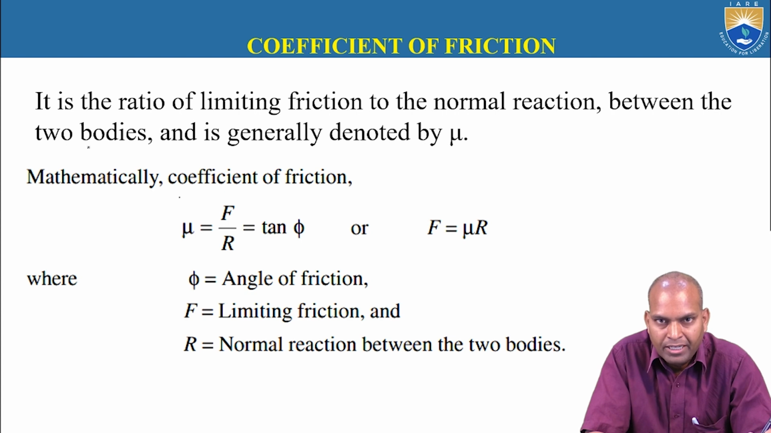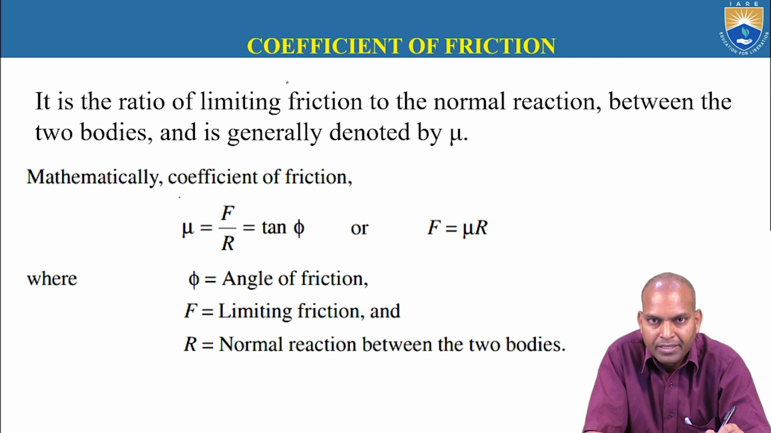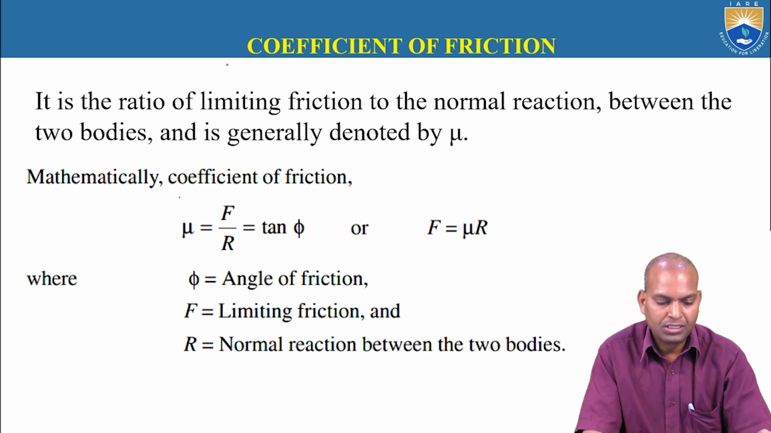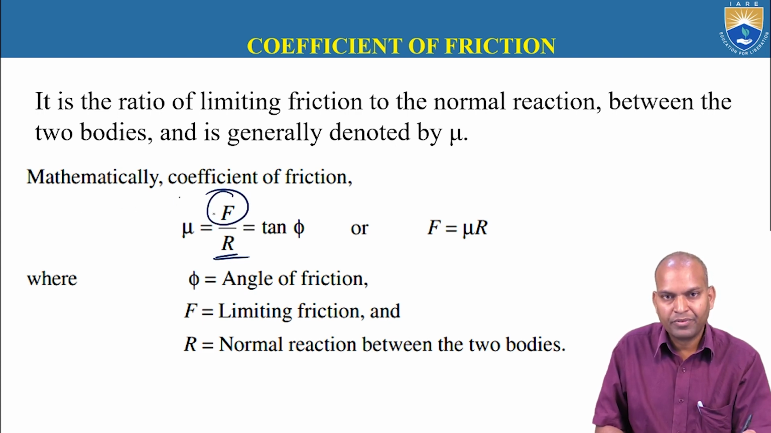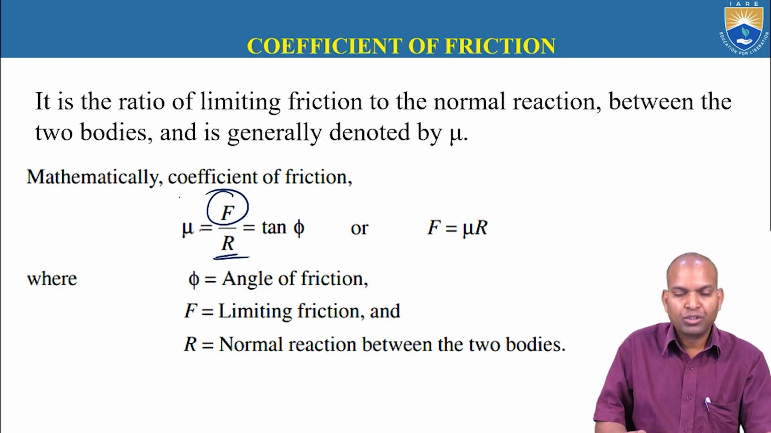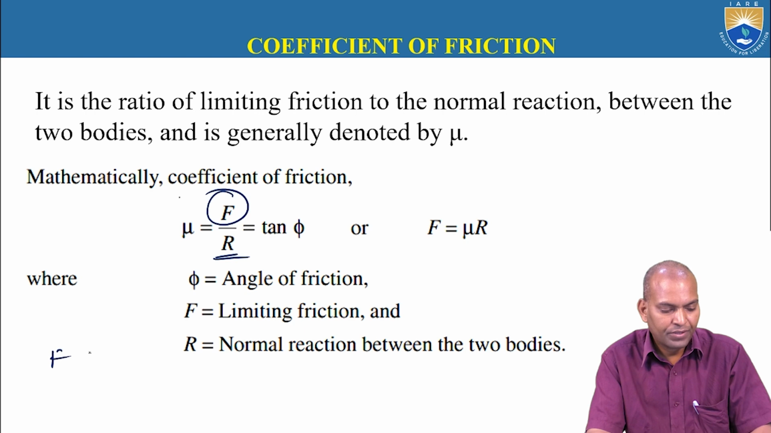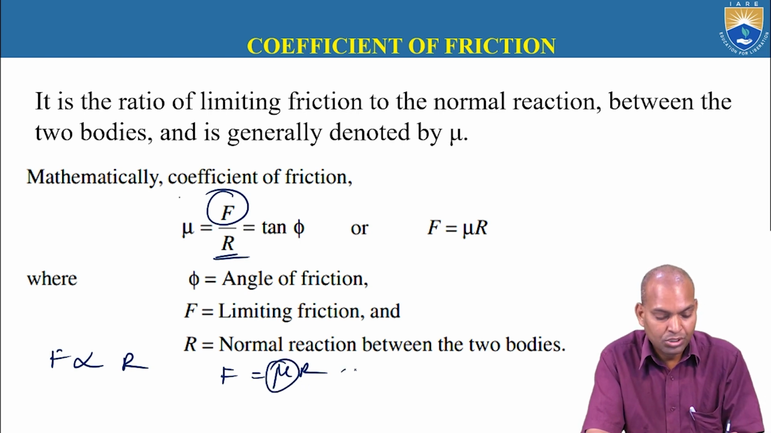Now, finally, we are going to understand how friction is quantified. That is known as the coefficient of friction. It is the ratio of the limiting friction to the normal reaction between two bodies. Limiting friction is the maximum frictional force. So mu equals F by R, so F is proportional to R, that is F equals mu times R. This mu is known as the constant of proportionality.